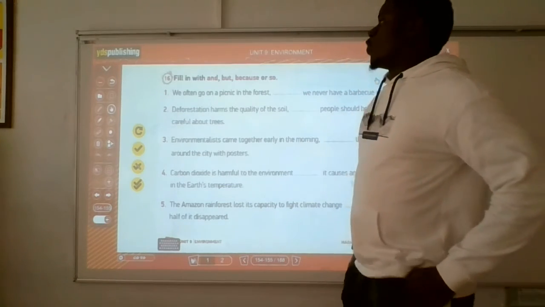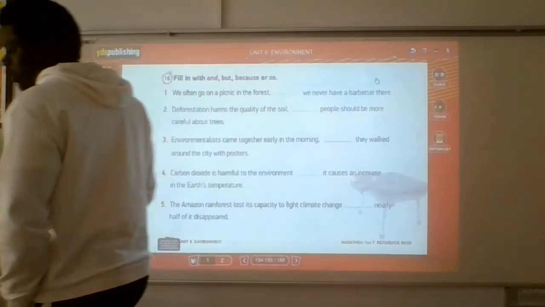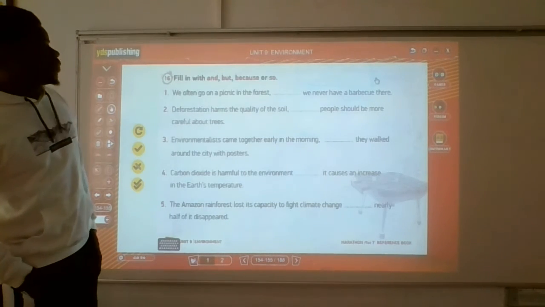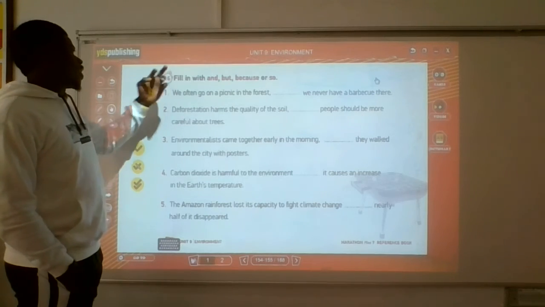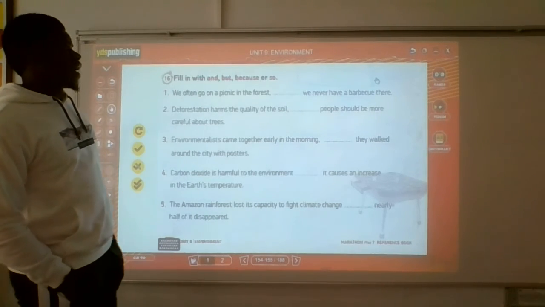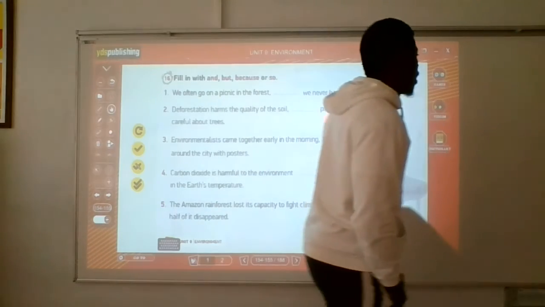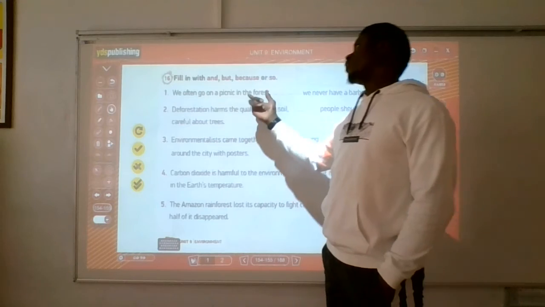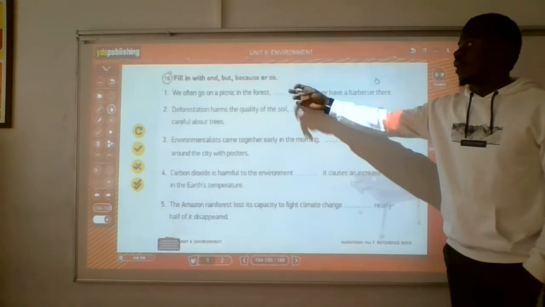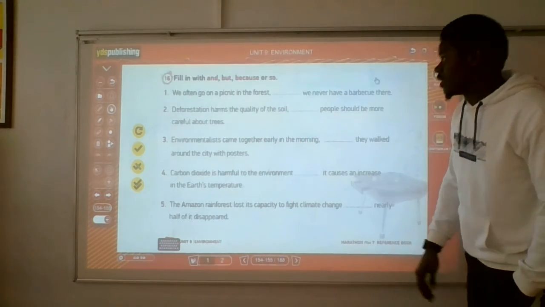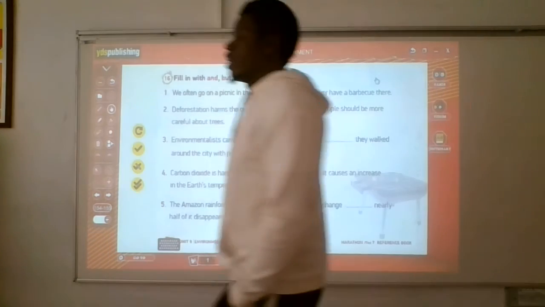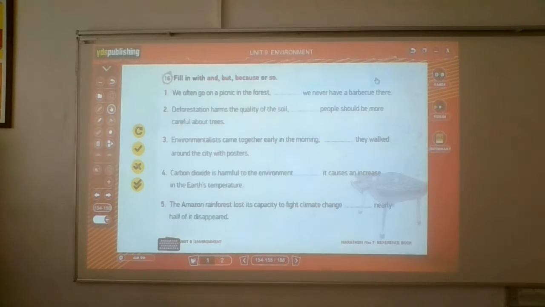Now quickly, let's see how we use the connectors in sentences. We often go on a picnic in the forest. Dash will never have a barbecue there. It says, we often go on a picnic in the forest, but we never have a barbecue there.